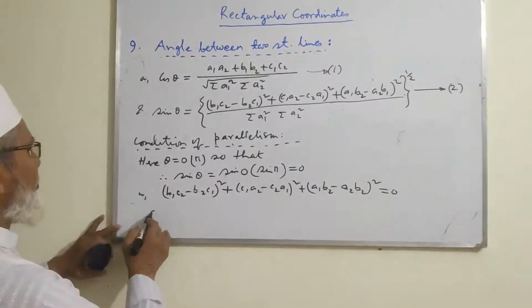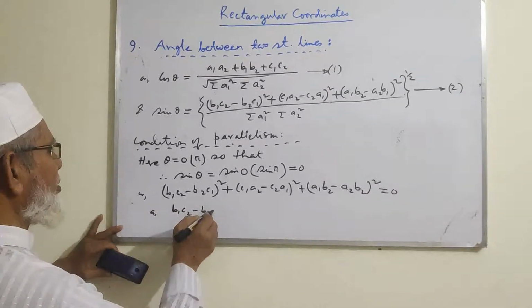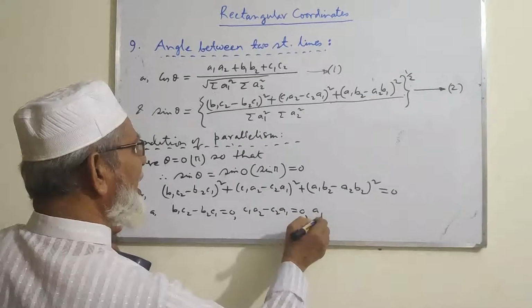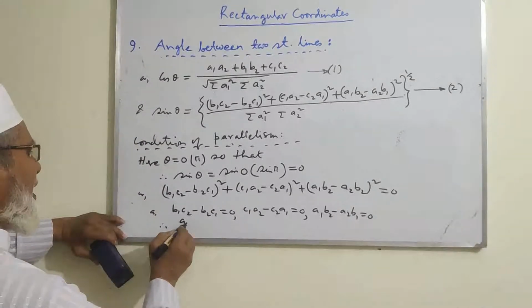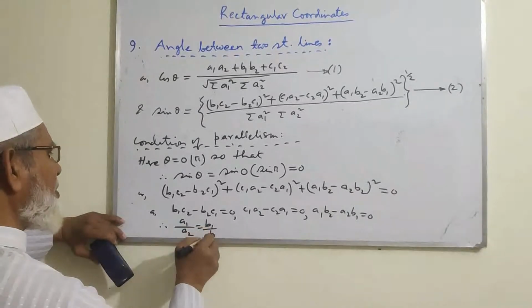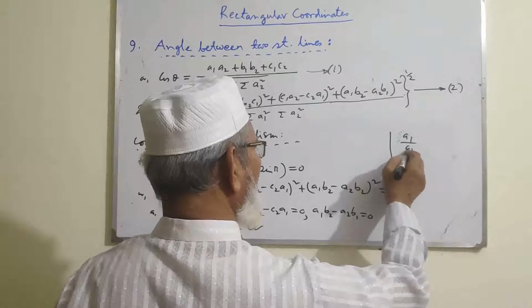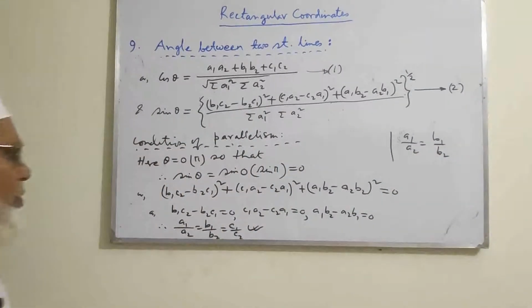From this we get b1 c2 minus b2 c1 equal to 0, c1 a2 minus c2 a1 equal to 0, a1 b2 minus a2 b1 is 0. From these three relations we will get a1 by a2 is b1 by b2 equal to c1 by c2. But a1 square plus b1 square plus c1 square is not equal to 1, so that we can't proceed further. In two dimensions this condition is a1 by a2 is b1 by b2. Similar to this in three dimensions.